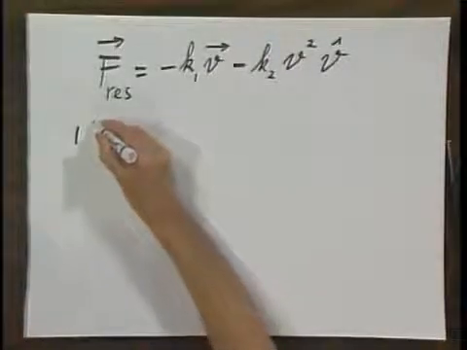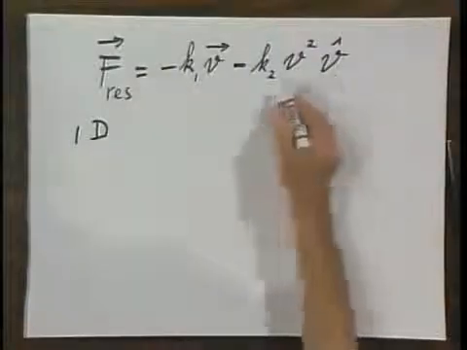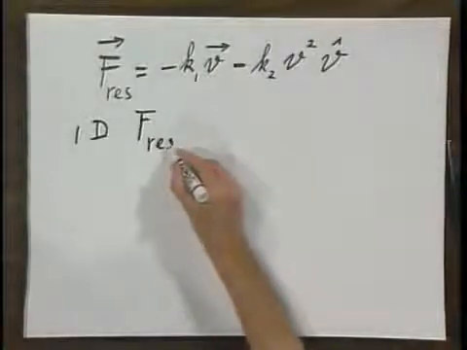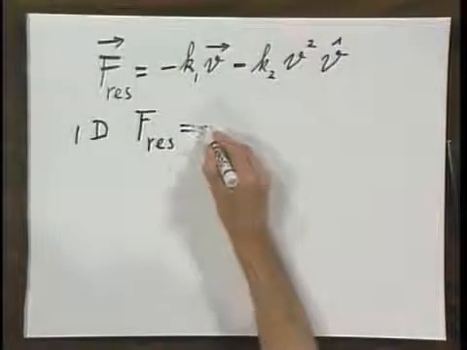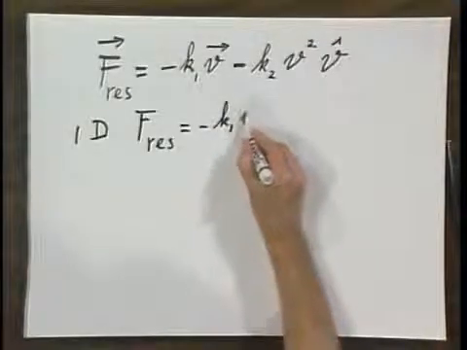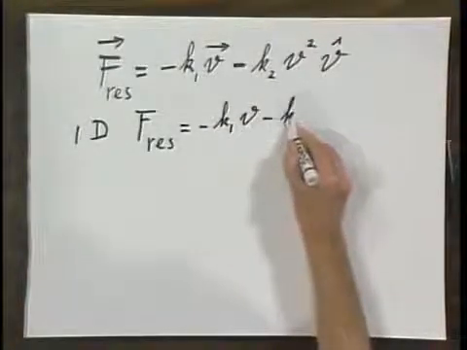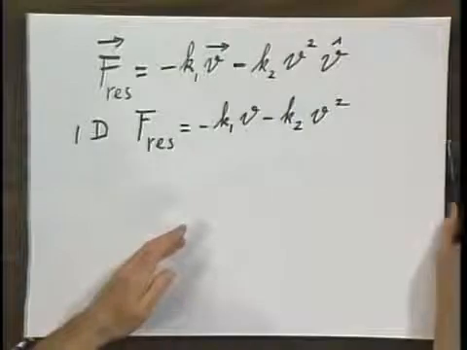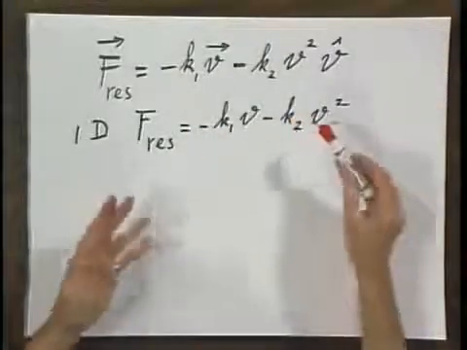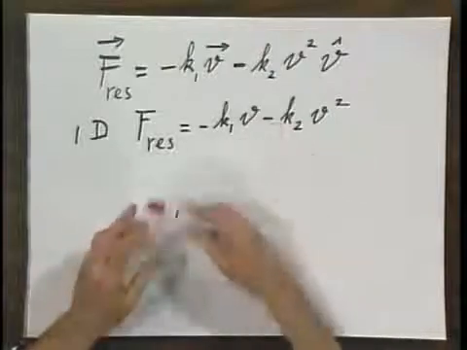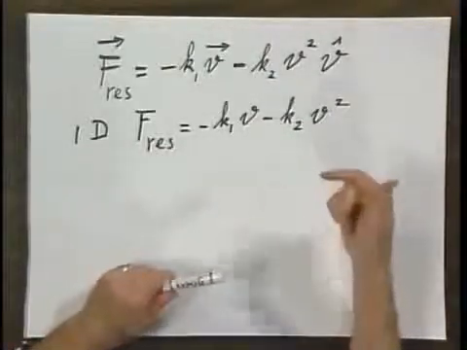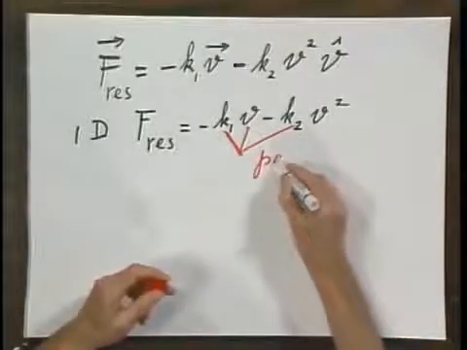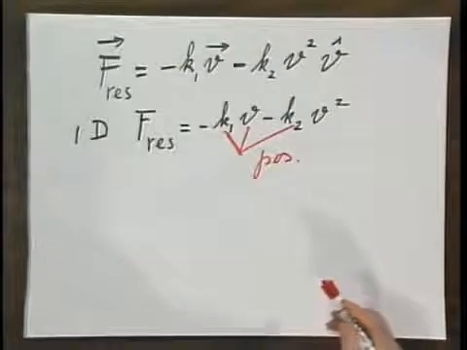Now, if we deal with one-dimensional situations, then in general we simplify this a little, and so we then write that the resistive force equals minus K1 times V minus K2 times V squared. The minus signs now clearly indicate the fact that we're dealing with vectors. It indicates that the resistive force opposes the direction of the velocity. K1 and K2 and V in this notation are positive.